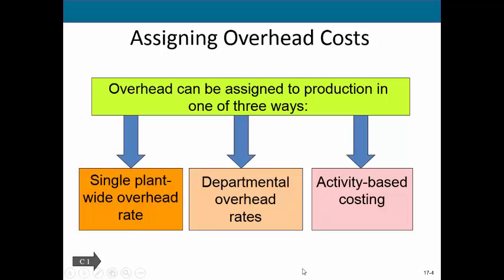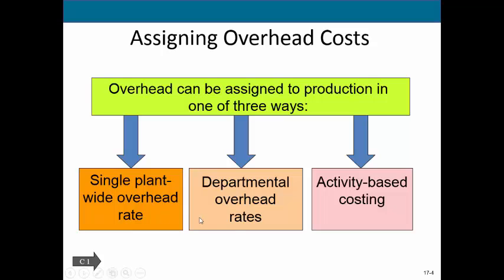So as we get more complex, the benefit of moving towards activity-based costing is, although it is a little bit more complex, it gives us better information. And with better information, we can more properly cost our products. So let's move through these different examples, and we're going to start with using a single plant-wide overhead rate.